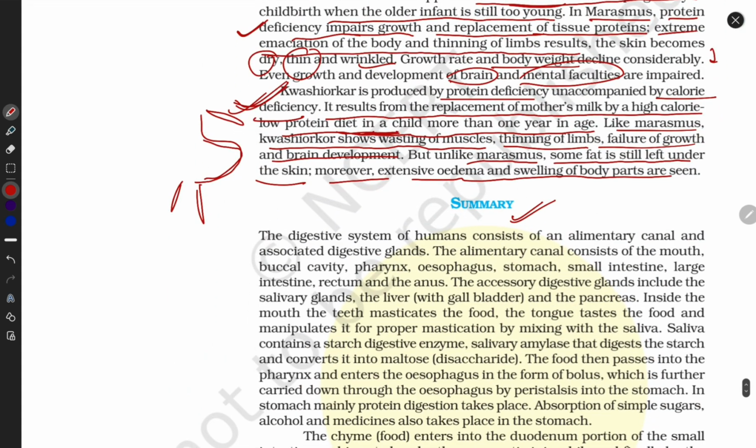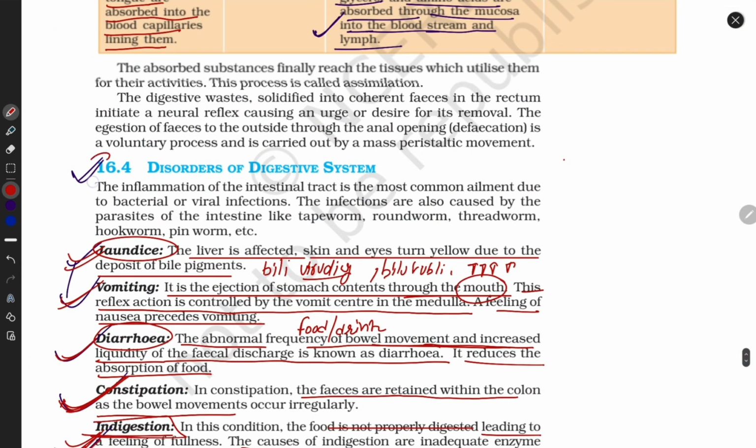Your chapter is also complete. Chapter 16, yeah, chapter 16 is completed now.